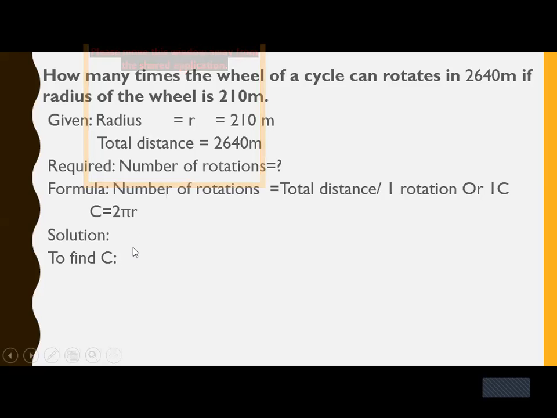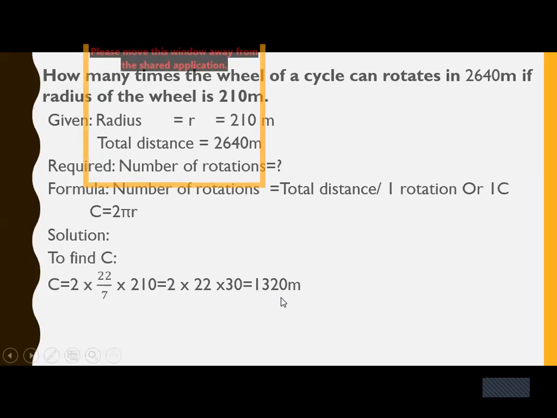So we have to use the formula 2 pi r. Just put the value, so we get the answer 1320 meters. We get the circumference is equal to 1320 meters. And for the number of rotations, we have to put the total distance here, 2640 upon 1320.